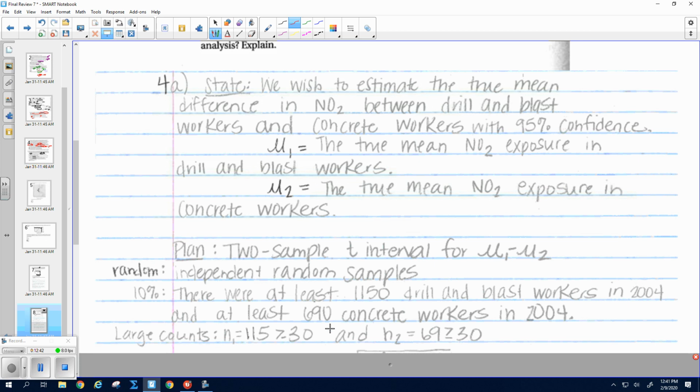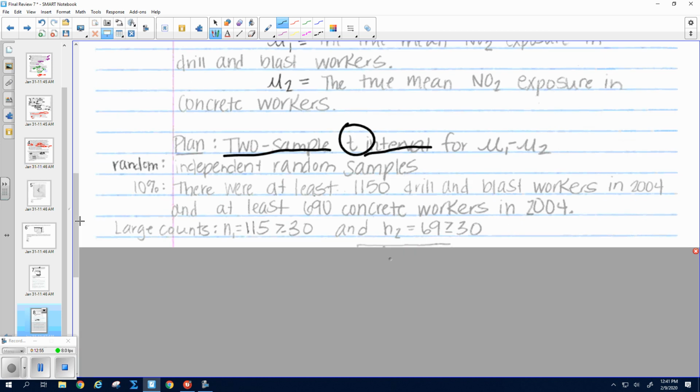So this is a 2-sample t interval for mu1 minus mu2. Remember, we're doing an interval. We've got 2 samples, and t's always go with means. So random, we have independent random samples. So don't forget to add that word, independent random samples.